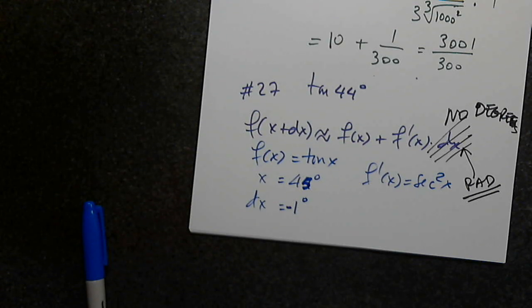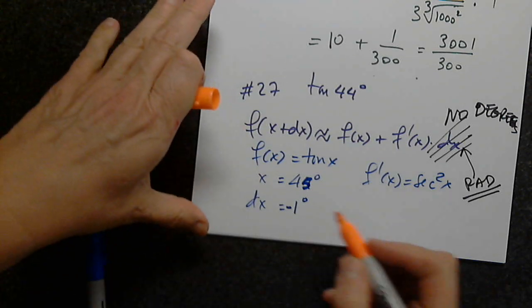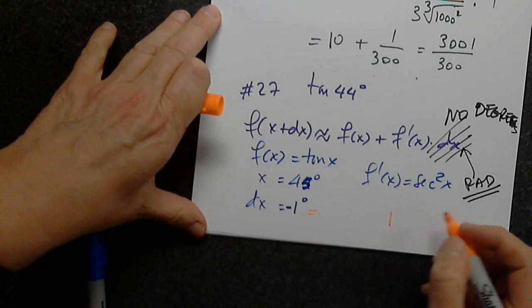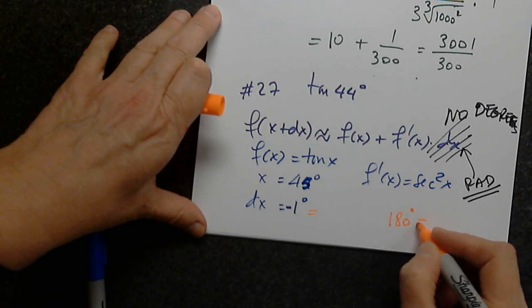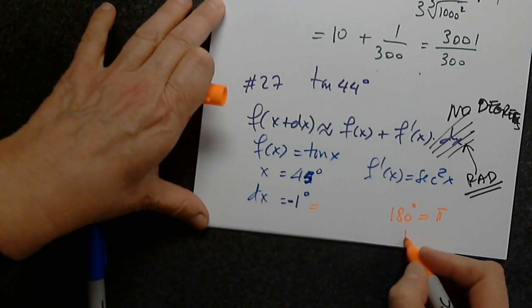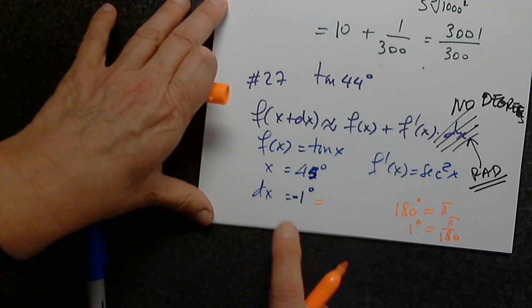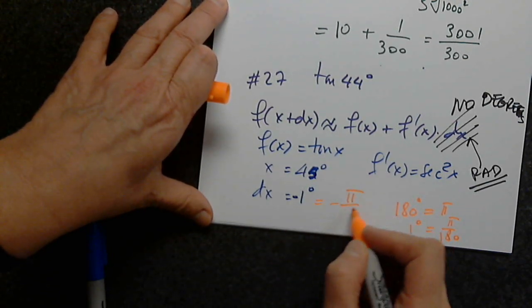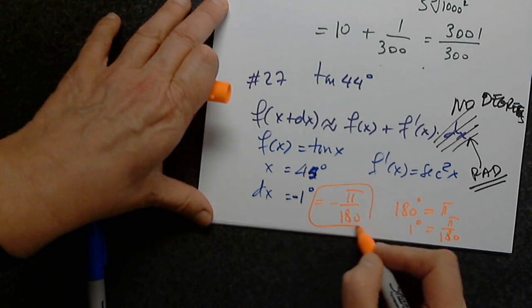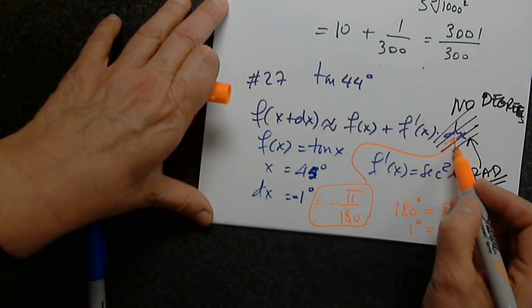Because it's outside of a trig function, and it makes a huge difference. Okay, so this is, remember, 180 degrees is pi. 1 degree will be pi over 180. So this is -pi over 180. And this will be dx.